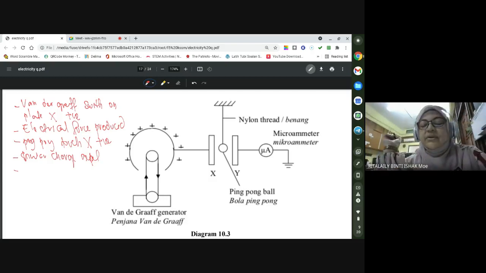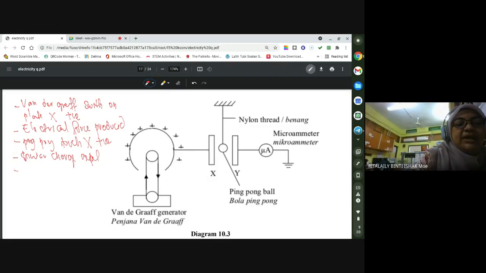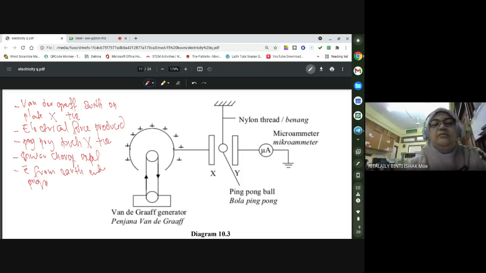So as the ping pong ball touches plate Y, electrons from the earth will enter the ping pong ball. The last point, electrons from earth enter the ping pong ball. So 5 points. And actually, the 6th point, the ping pong ball will become neutral and will be released from plate Y.